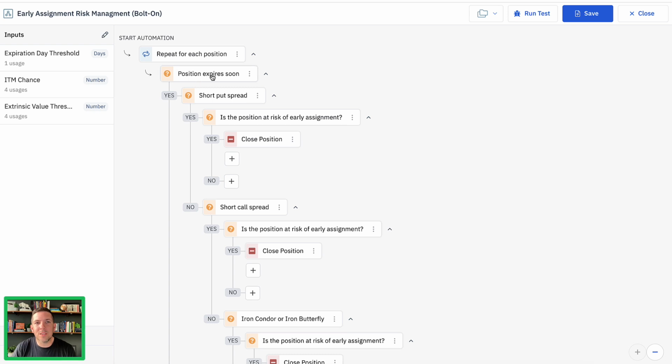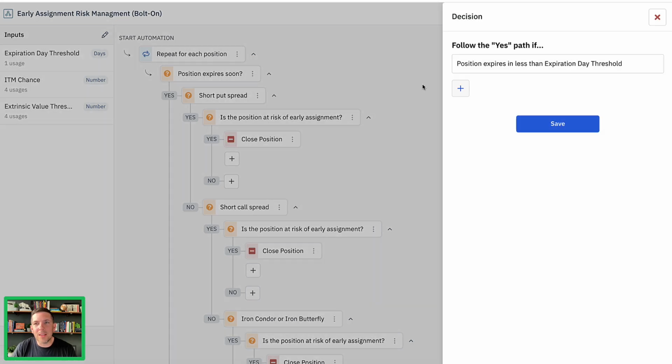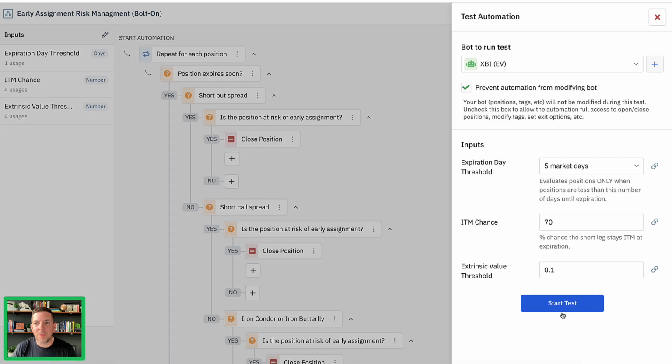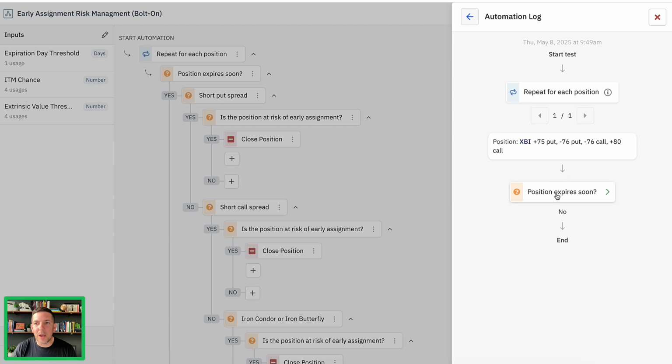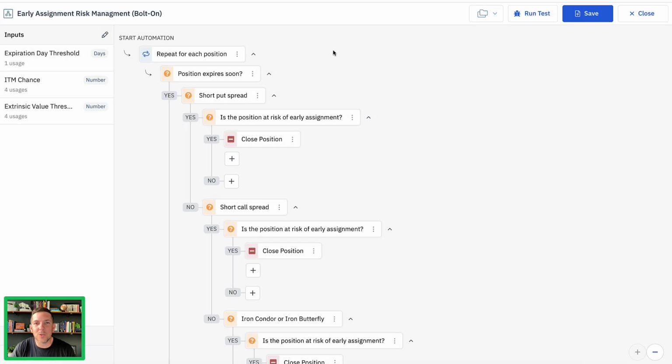Then I go through a decision that asks the question, does the position expire soon? The way that I define it here is with this simple decision that says the position expires in less than the expiration day threshold. So in this case, it would check and see, does the position expire in less than 5 days, right? I can actually quickly run a test for this bot that I'm in right now and see, does the position expire in less than 5 days? No, this position actually expires in 6 days. So it's not going to do anything else. It's not going to evaluate it until tomorrow, essentially. Or 2 days from now, it'll start evaluating whether the position should be closed.